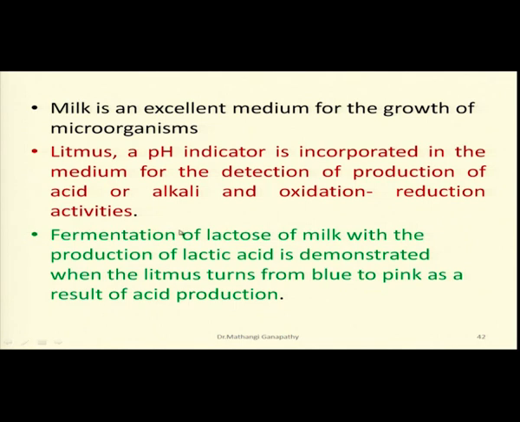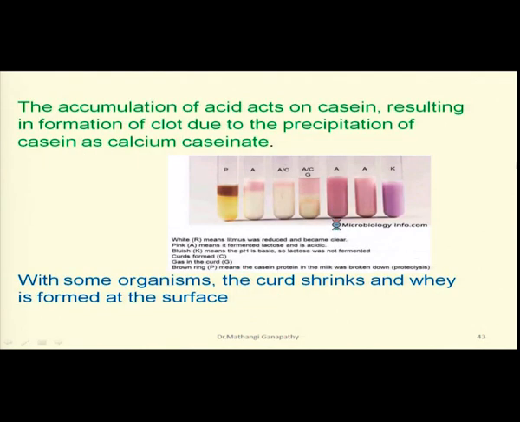Fermentation of lactose of milk with the production of lactic acid, for example, is demonstrated when the litmus turns from blue to pink as a result of the acid production. And the accumulation of acid acts on casein, the abundant protein which is present in the milk, and this results in the formation of a clot due to the precipitation of casein as calcium caseinate. And with some organisms, the curd will shrink and whey gets formed on the surface.